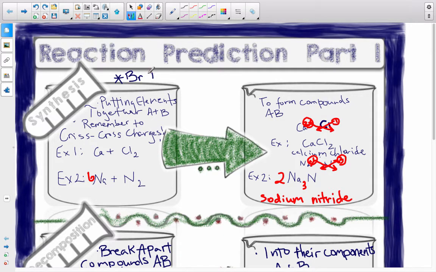One is called bromine, that's the Br part of Brinkelhoff. The next is iodine, then nitrogen, chlorine, hydrogen, oxygen, and fluorine. When these elements appear by themselves in a reaction, they come in pairs.